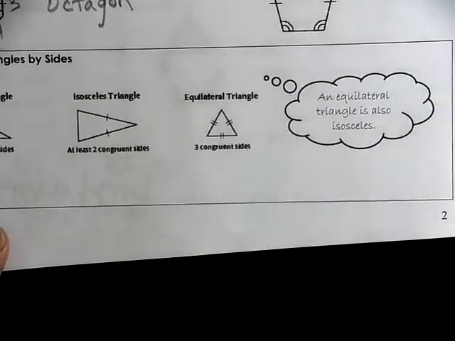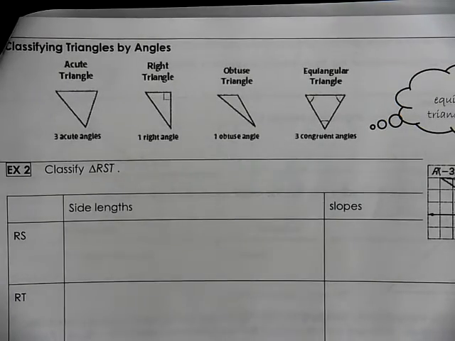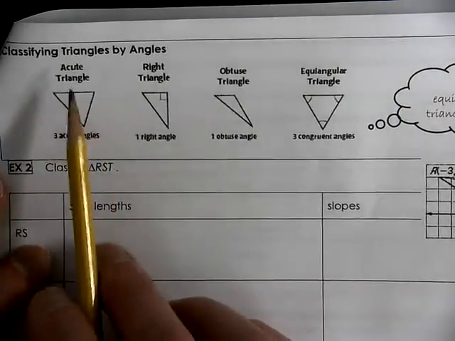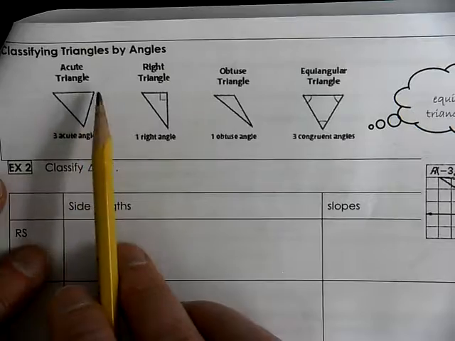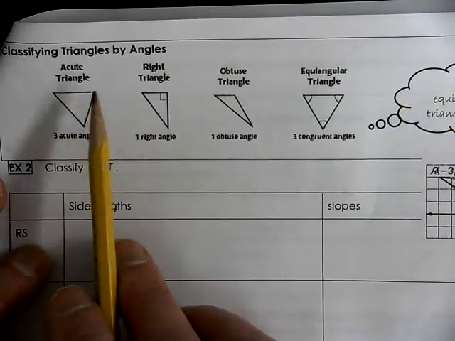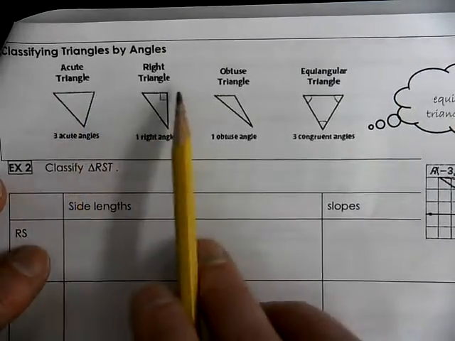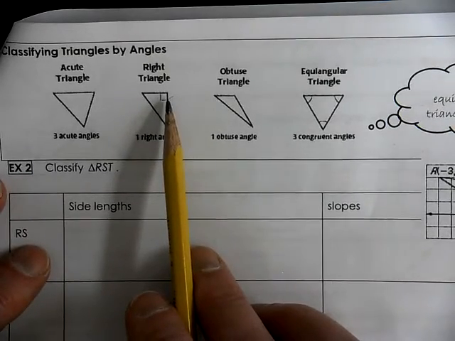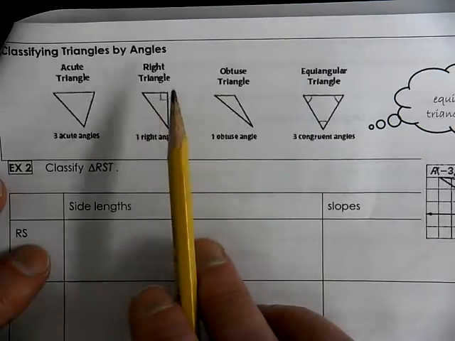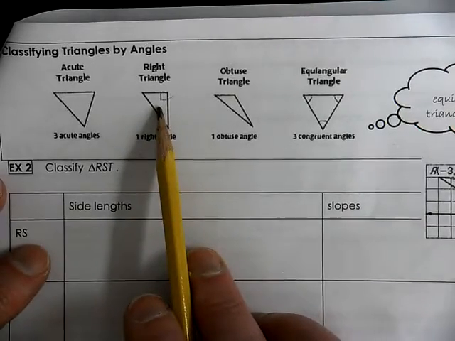So that should be pretty straightforward for you. On the flip side, we classify our triangles by angles. We've done this already this year. We've talked about acute triangles. If all three angles are less than 90, if they're all acute, they would be acute triangle. If you have a right angle, you can't have two right angles in a triangle. You can't have two 90-degree angles in a triangle. But if you have one, then you're considered a right triangle.